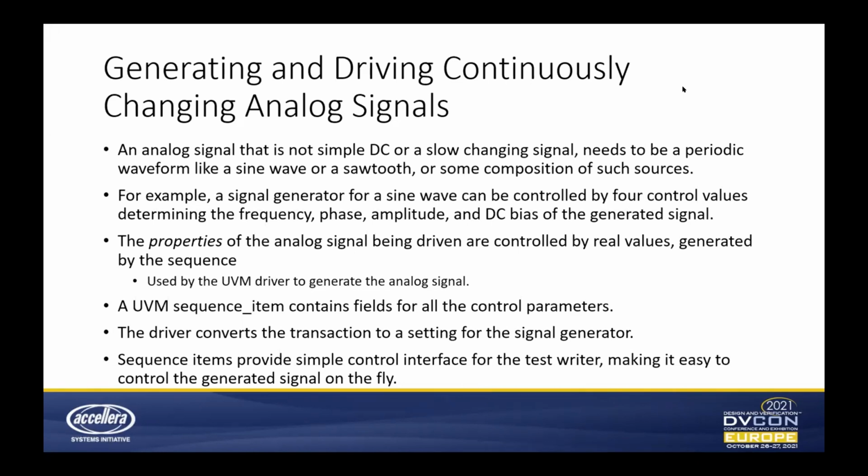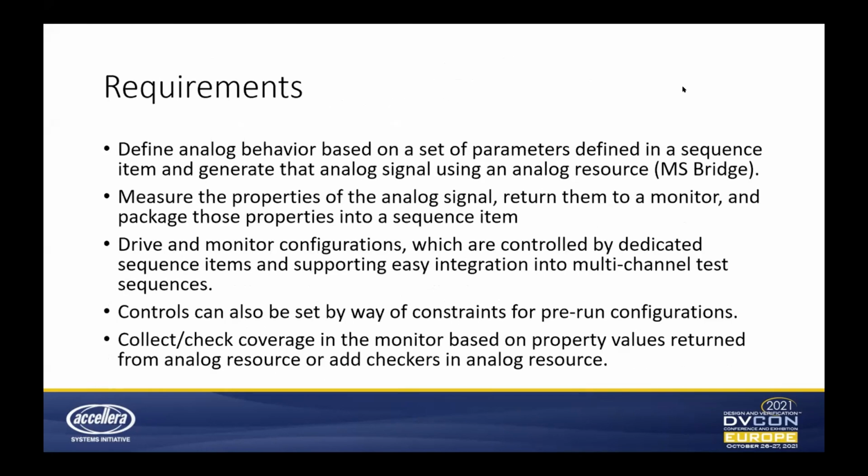In this way, we continue the UVM paradigm of having a relatively simple interface for the test writer and giving us a way to control the generated signal as we need to. One of the first things we did in the UVM-AMS working group was to make sure that we all agreed on the requirements of what we're trying to accomplish. Our main goal was to be able to build on existing UVM infrastructure as much as possible.